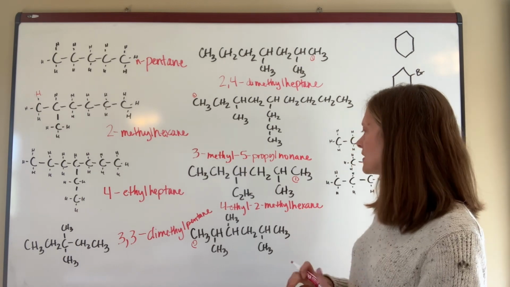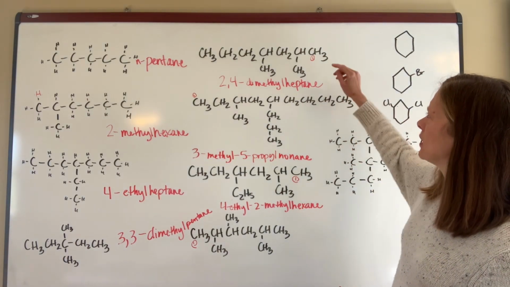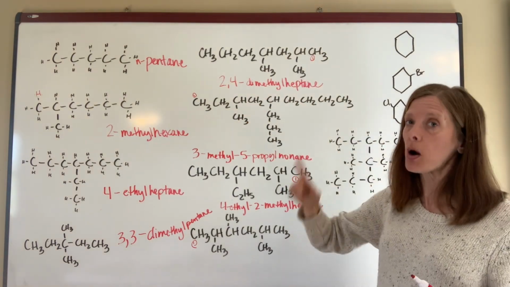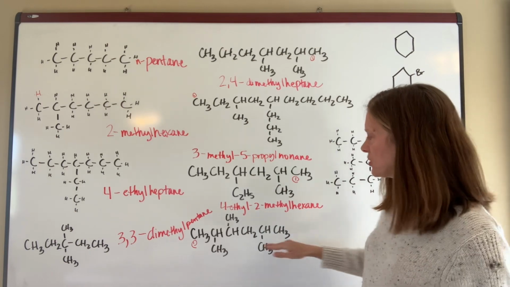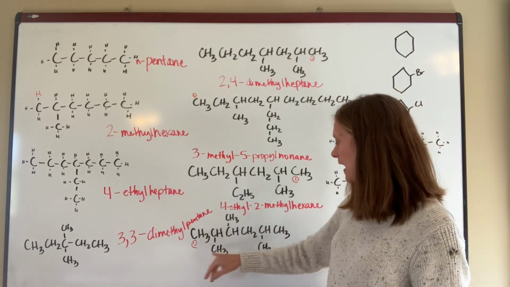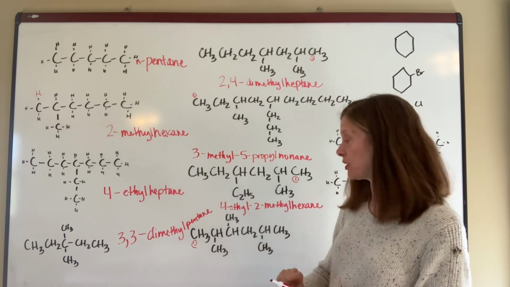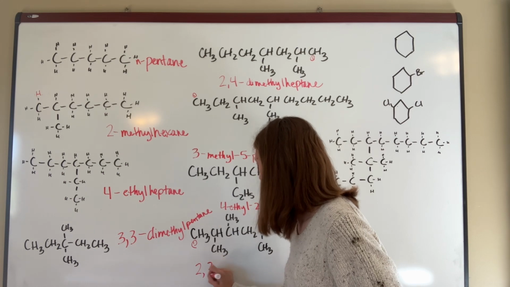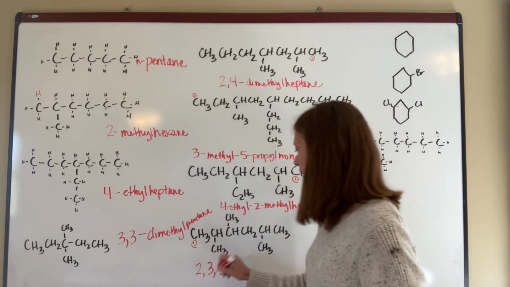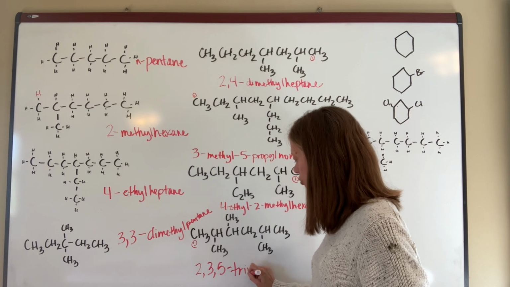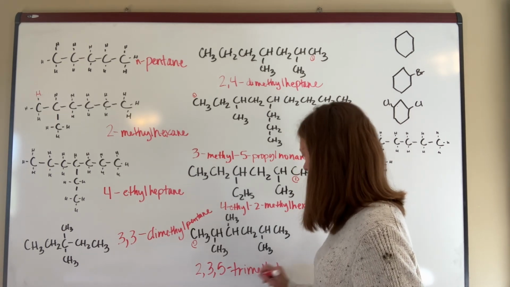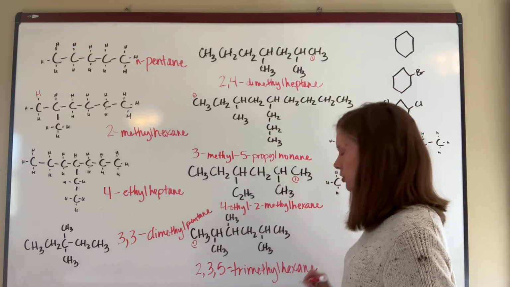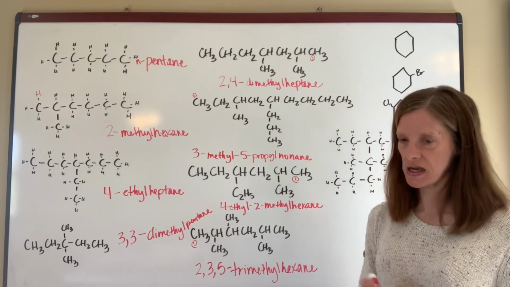If you have a choice, and you'll notice up here, I said this was going to be 2, 4. The first number always has to be the lowest number possible. But this one, I had to think a little bit further because I had a number 2 no matter which end I named it from. So on this one, I'm going to have a 2, 3, 5. Now there are 3 of them, so now that's going to be a trimethyl. And I have 4, 5, 6 of them. So that's going to be 2, 3, 5-trimethylhexane.